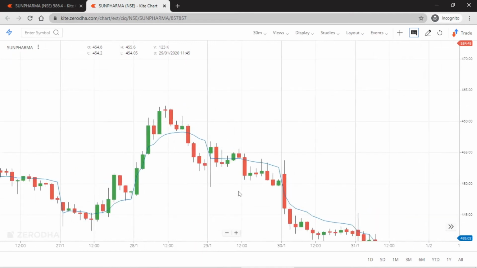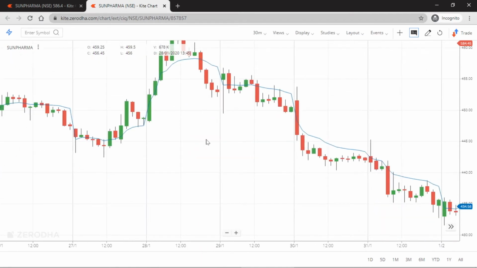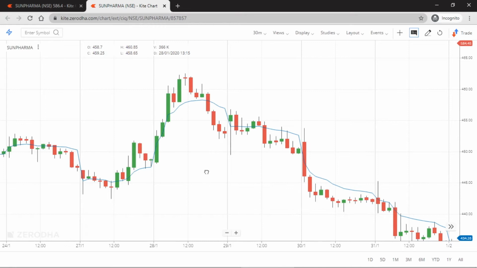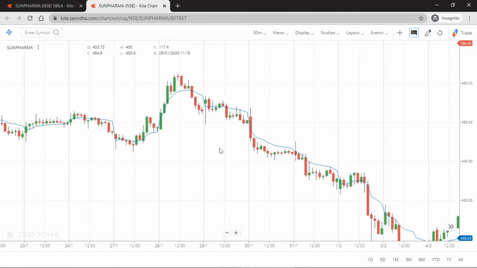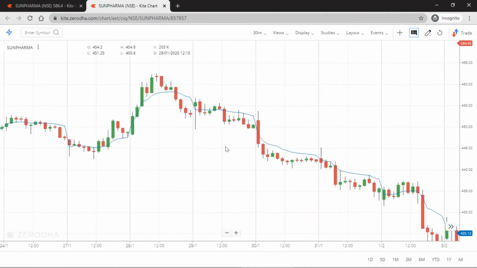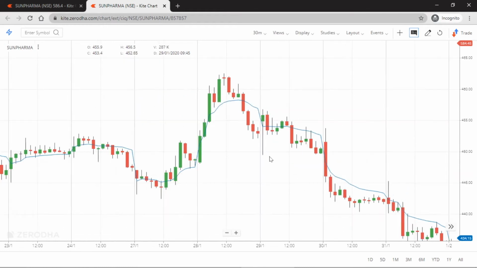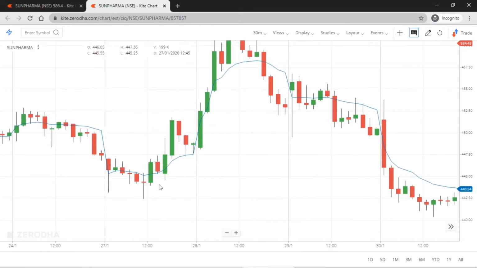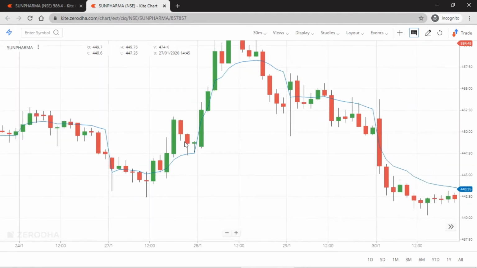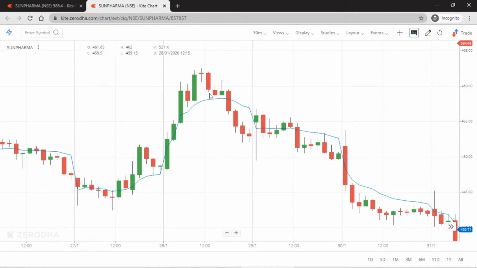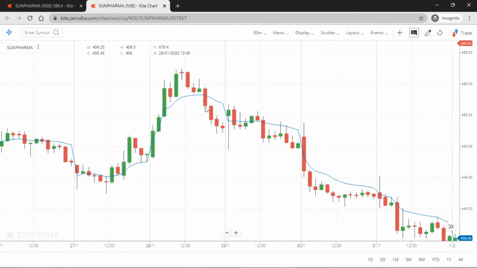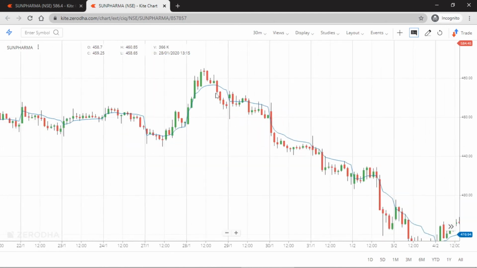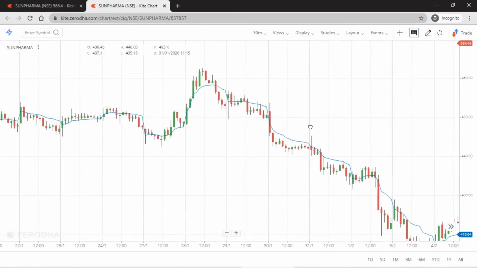So we have seen that VWAP is a trend confirmation indicator. When a price has started closing above the VWAP line, that means it is in an uptrend. And when the price has started closing below the VWAP line, that means it is a downtrend. So let's see from here. From here, the price of the share has started closing above the VWAP line and it has given a good uptrend from here to here. And from here it has reversed. It has closed below the VWAP line from this candle, and now it has given a clean downtrend from here.